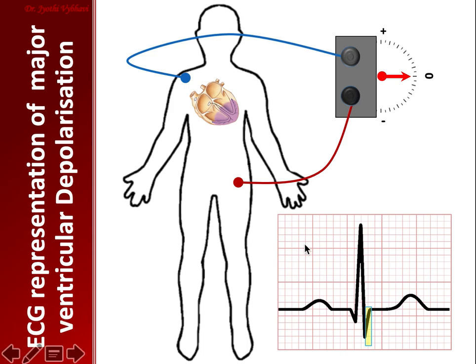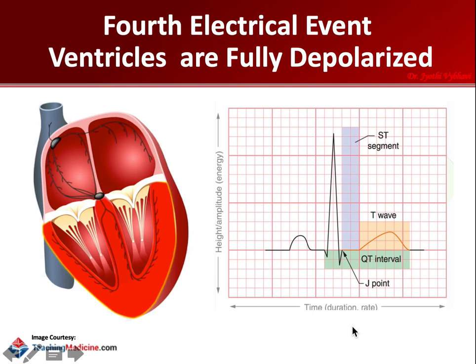The QRS complex is the septal depolarization, the major ventricular depolarization, and the basal ventricular depolarization. So together, ventricular depolarization is called the QRS complex. So that's about ventricular depolarization. So the next major electrical event is that the ventricles are completely depolarized.